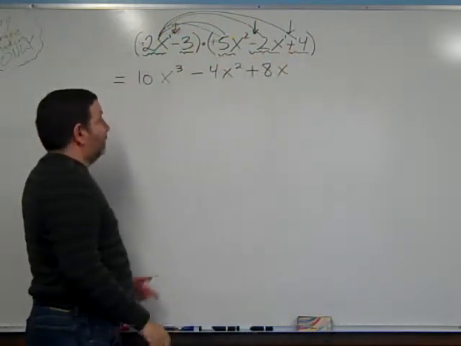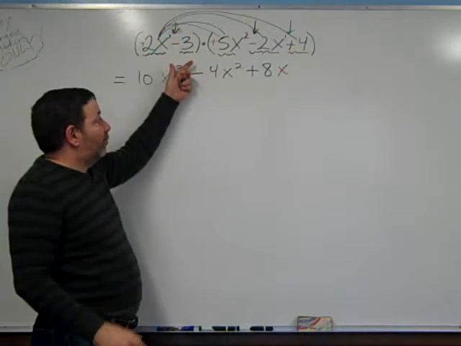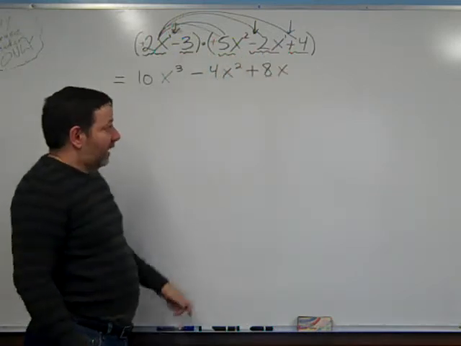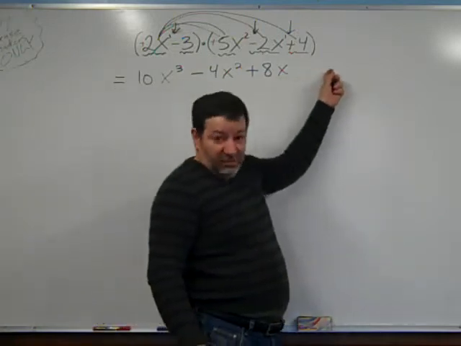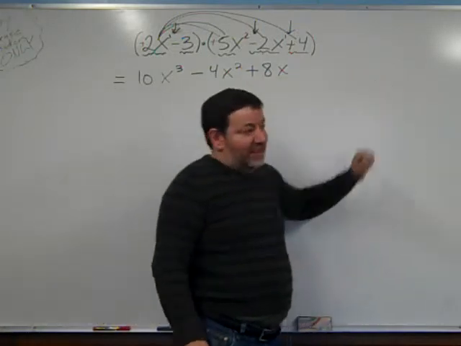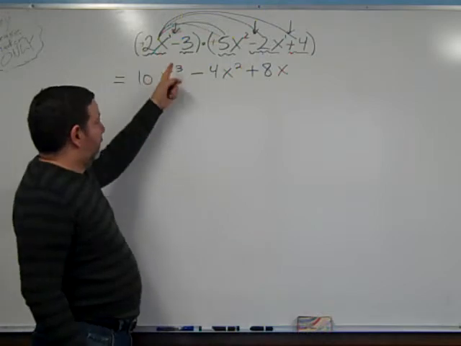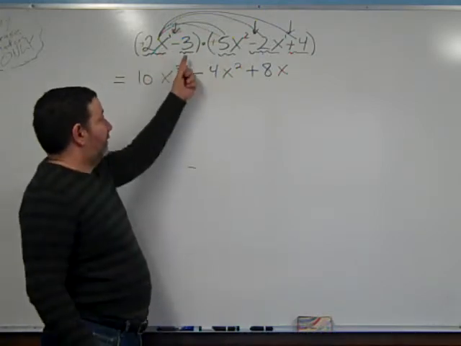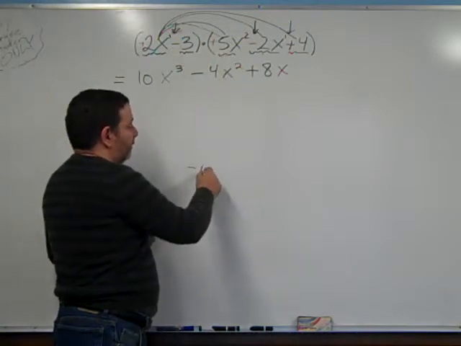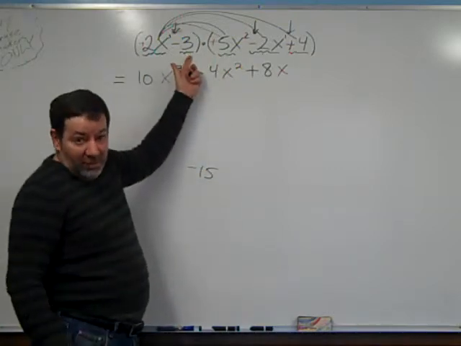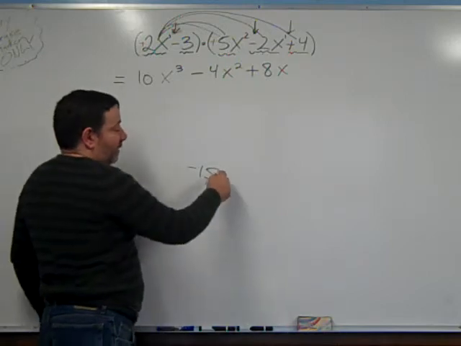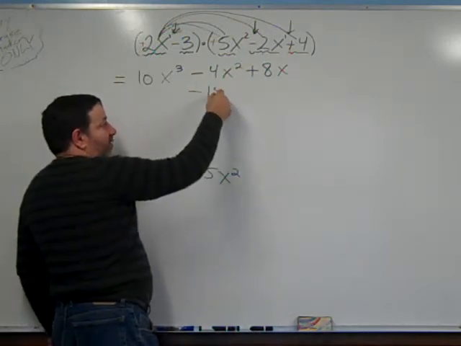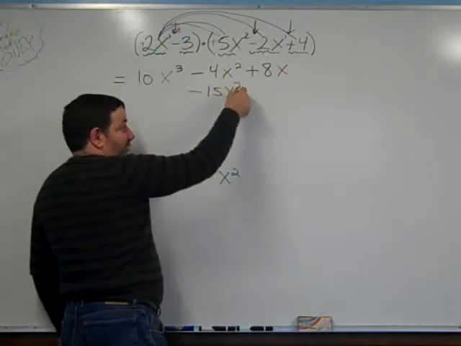Now we just distributed the 2x to each of these 3 terms. Now we're going to distribute the negative 3 with each of these terms. Now, I can write down the rest along here, but I won't. A negative times a positive is a negative. 3 times 5 is 15. There's no x's here, but we have x squared there. So we get negative 15x squared. I'm going to write those under the other x squares.